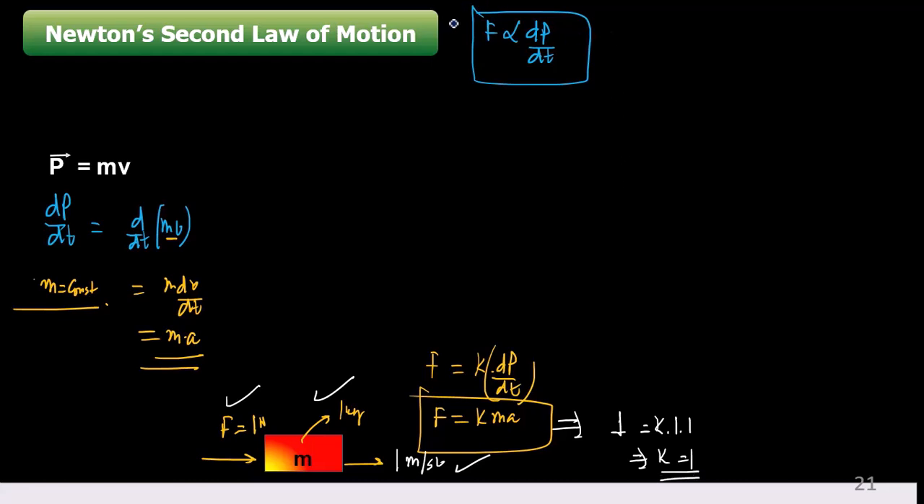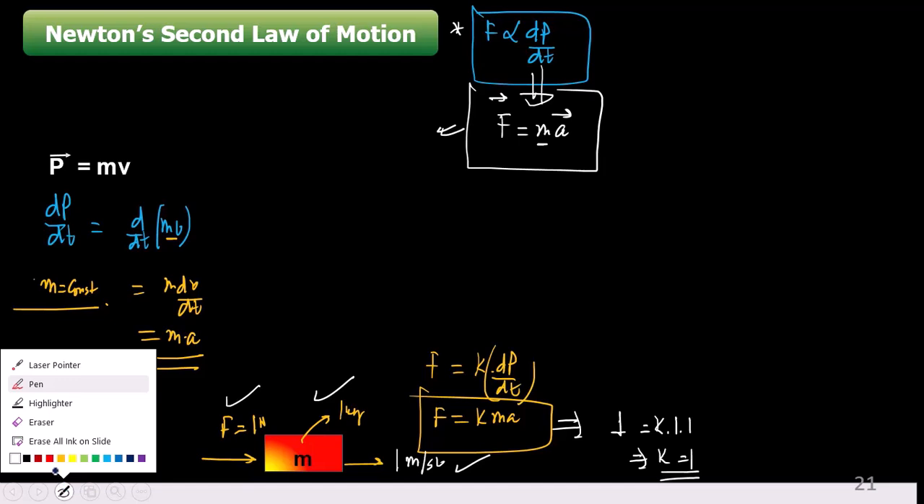So starting from F proportional to dp/dt, the modified form of Newton's second law can be written as F equals mass into acceleration. Here F is a vector, and a is also a vector. So F equals ma is the modified version of the second law. When can we apply this? Whenever the mass is assumed to be constant. If the mass is not constant, then I cannot apply this.